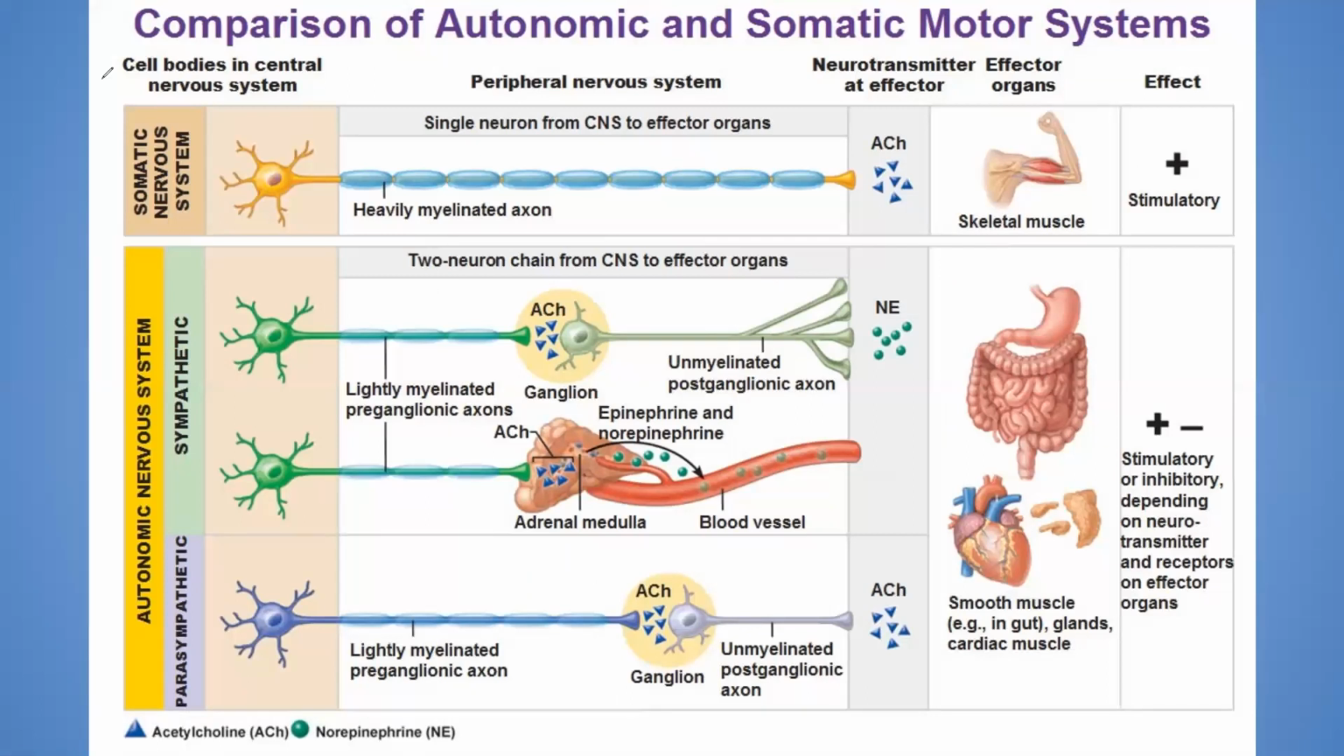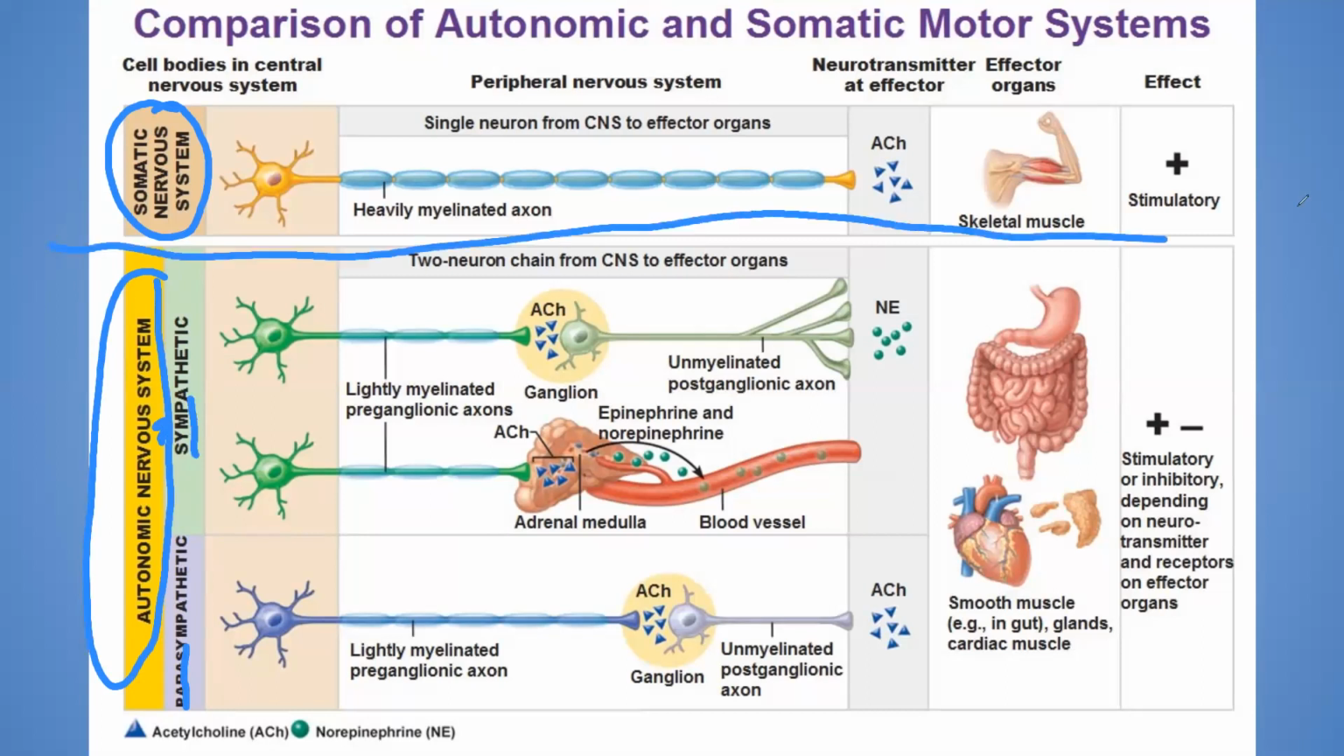So you can see over here, here's our somatic nervous system, here is our autonomic nervous system. The autonomic nervous system is broken down into parasympathetic, that's our chill system, and our sympathetic, which is going to be our excitatory system. So our somatic system, if we look at the top part of our screen here, is going to be a little bit more simplistic.